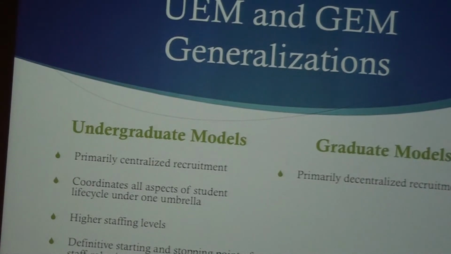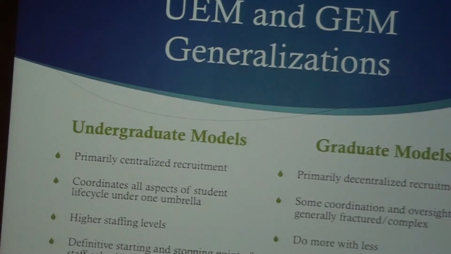At the graduate level, it's primarily decentralized recruitment with some sort of oversight that's handled centrally. There is some coordination and oversight, but it's generally fractured and complex. You're expected to do more with less. There is an evolution to increasing responsibilities of staff roles beyond the primary responsibility or function for which the office operates. And there's a perceived lack of knowledge and support from campus leadership on these very issues.